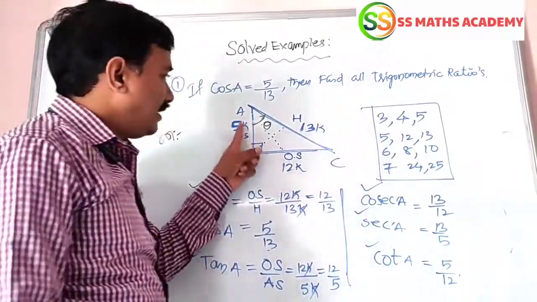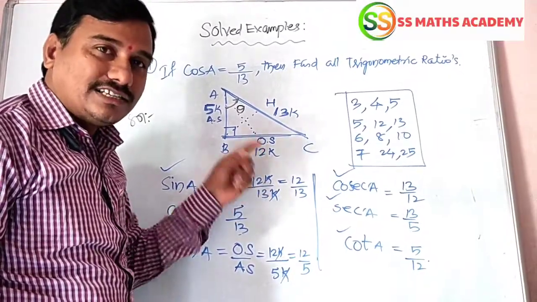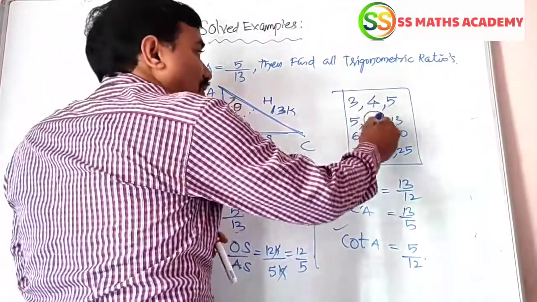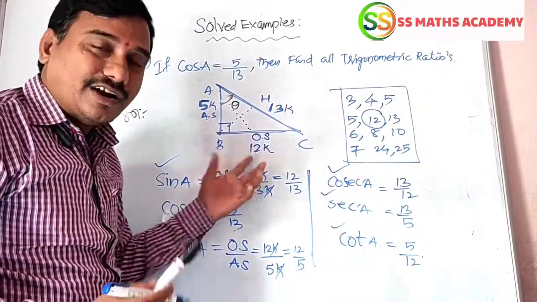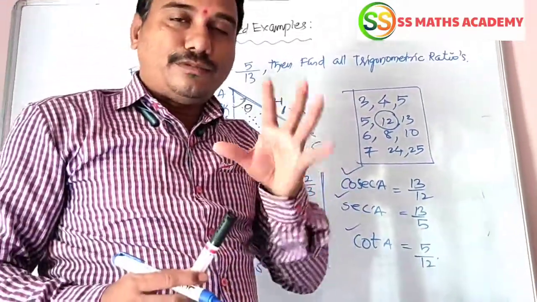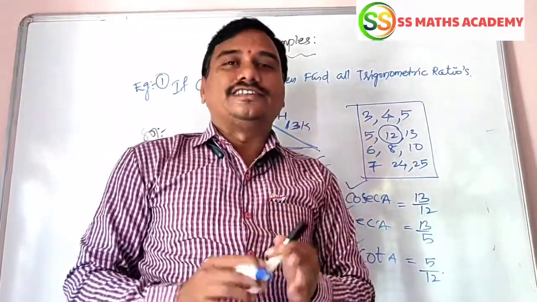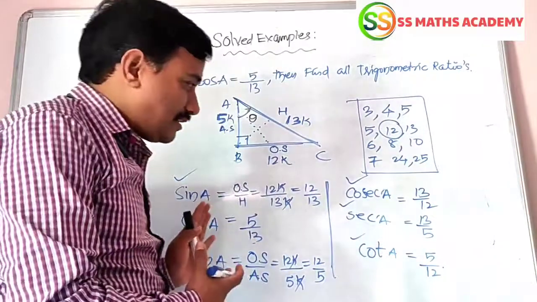For example, here 5 is given, 13 is given. Which value should you get in your answer? Keep this in mind: 12 will come. If 12 is there, our answer is going the correct way. This is the way you have to remember some trigonometric figures in your fingerprints. I hope you understand this process.